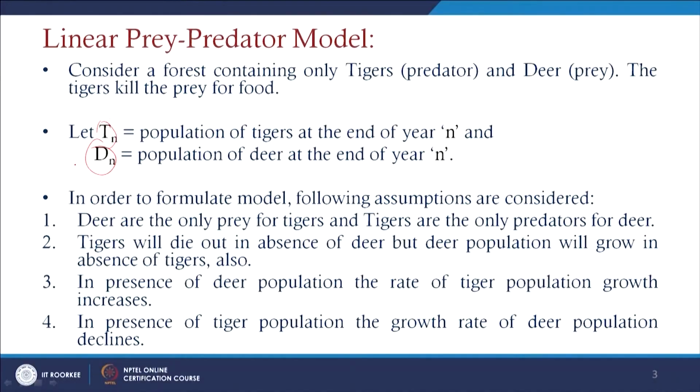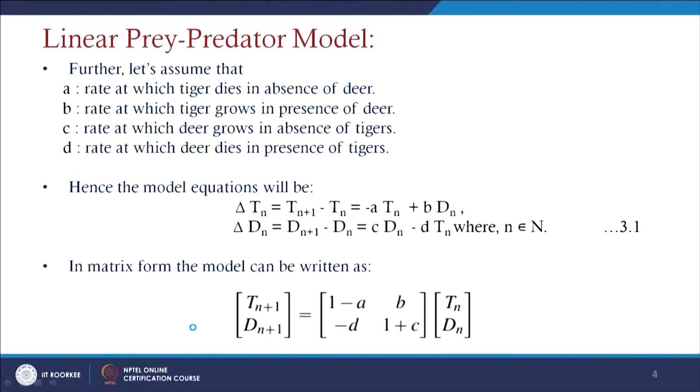But certain population levels should be maintained for the existence of the tiger population or the deer population. Third assumption: in the presence of the deer population, the rate of tiger population growth increases, and in the presence of the tiger population, the growth rate of the deer population declines. That is what I have just told here. Now we go for the construction of this linear prey-predator model.